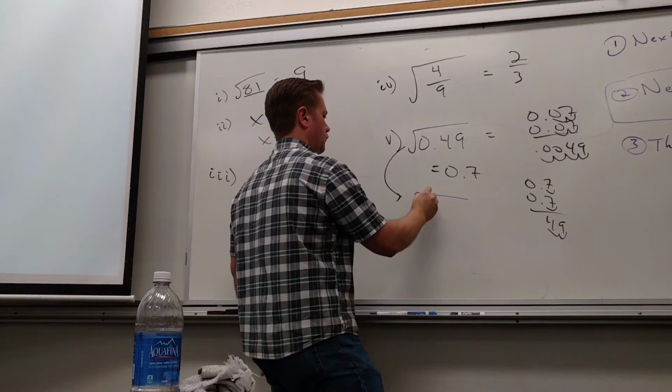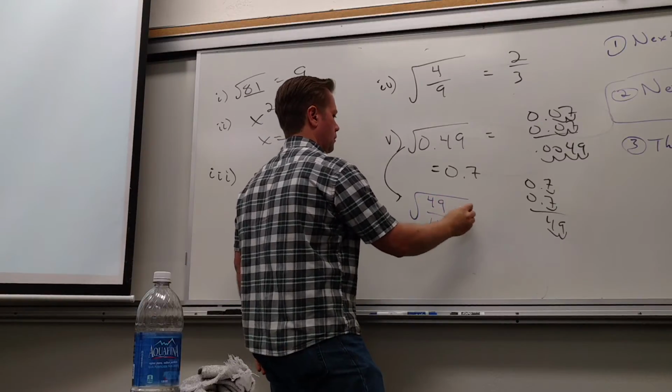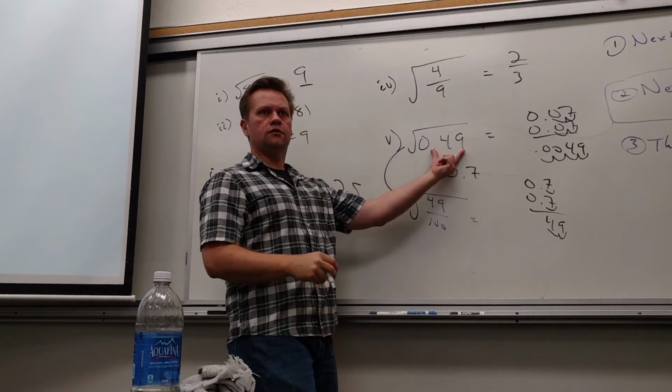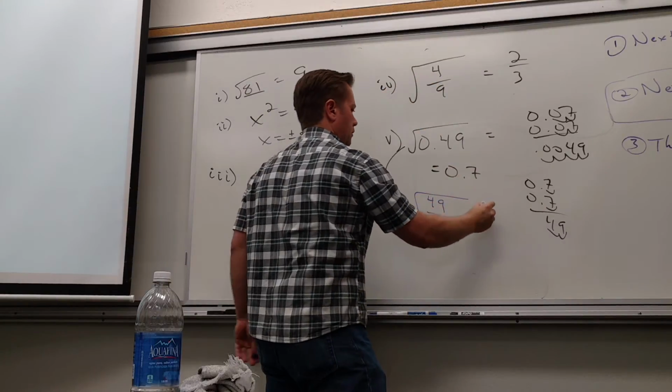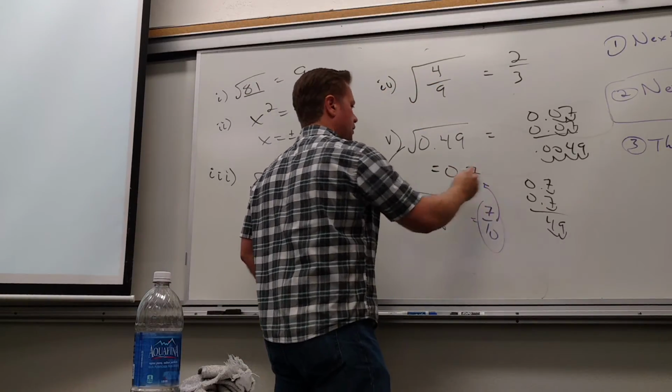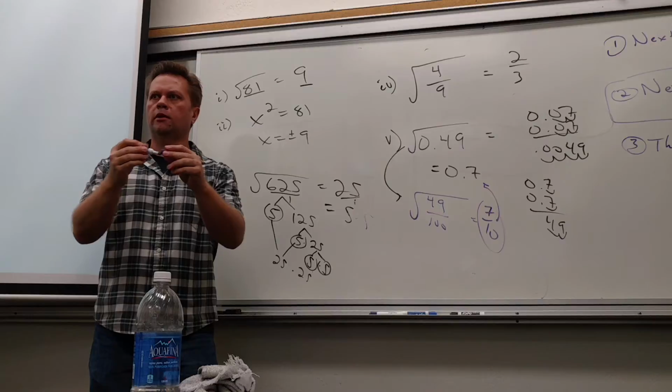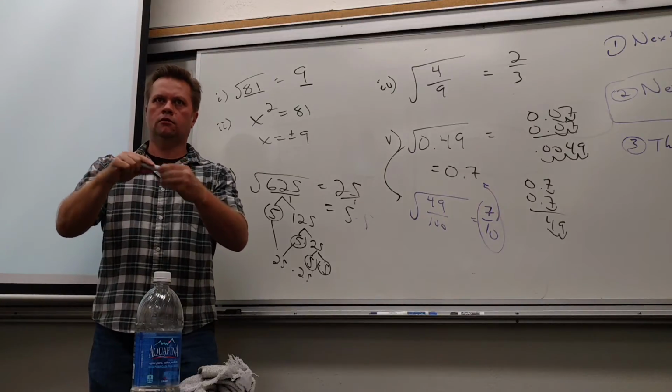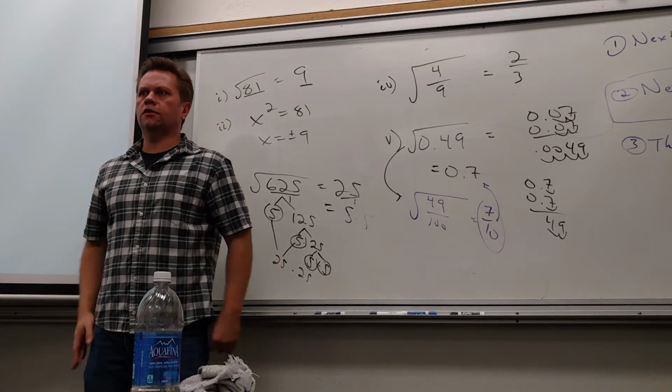That's the same thing. So you do 49 over 100, because that's what that is. And then like we just did up here, 7/10, which is 0.7. I didn't even think about it that way. I like stealing stuff from my students.